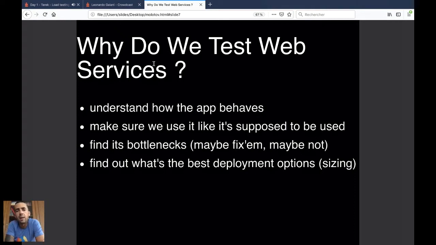Stuff like that. And last but not least, when you do some load testing on a web service, it will give you a hint of how you're going to deploy it, because if the load test shows a web service uses a lot of RAM, maybe you're going to deploy servers that have a lot of RAM but not a lot of CPU, or vice versa. So that's called sizing, and that's a very important step when you do some deployment.